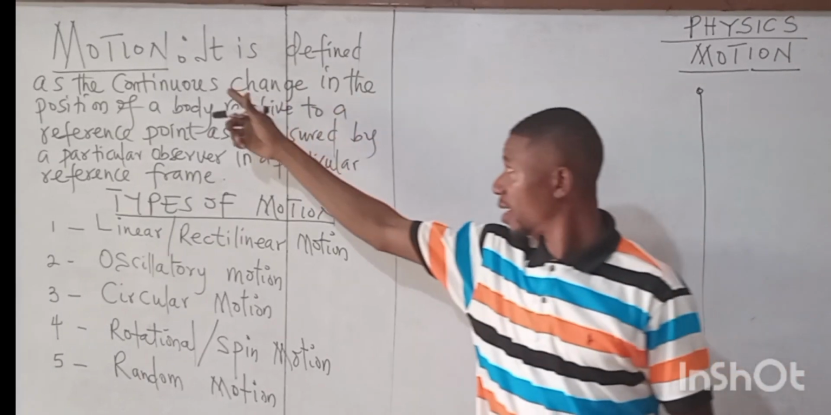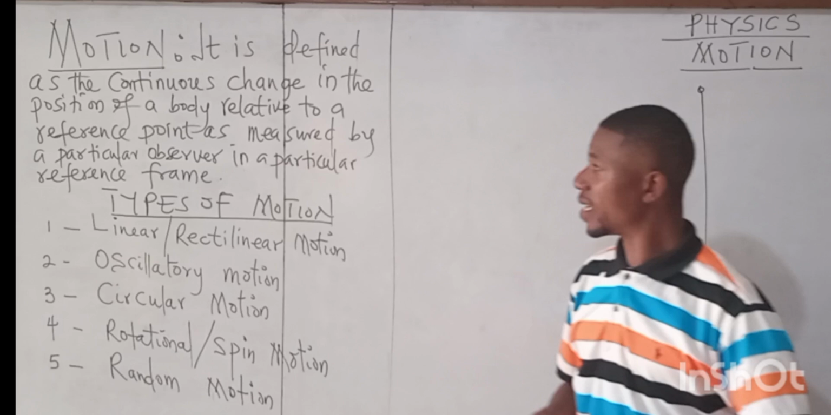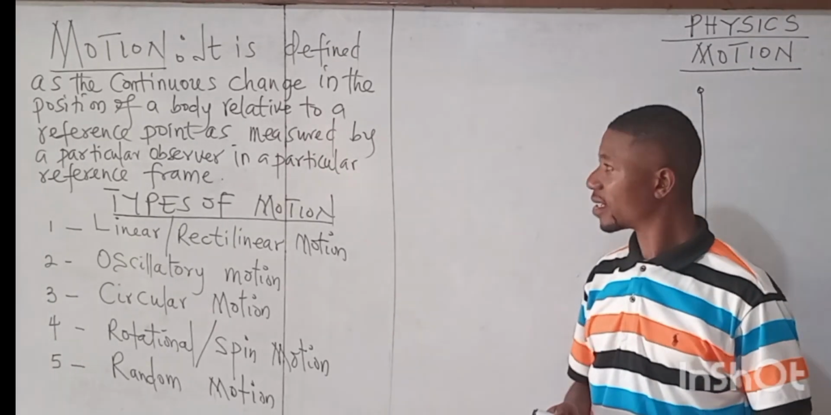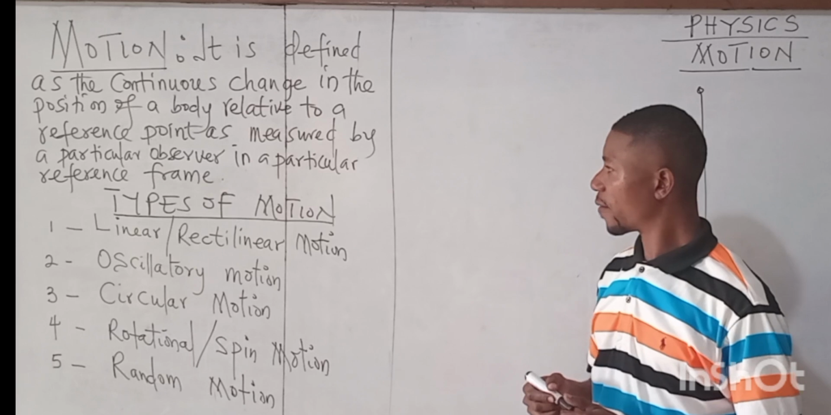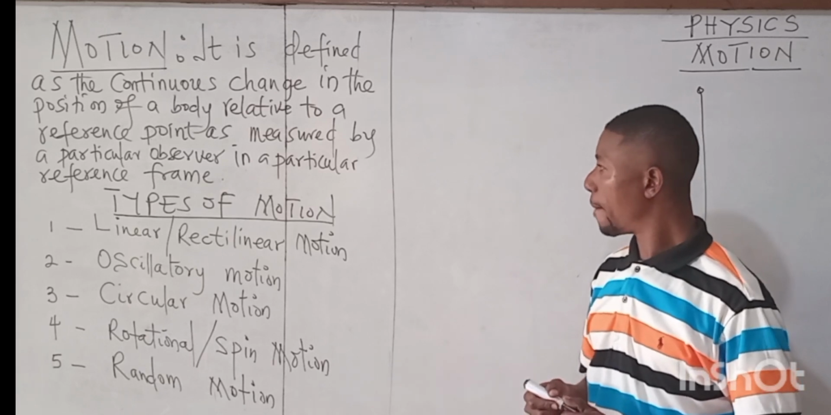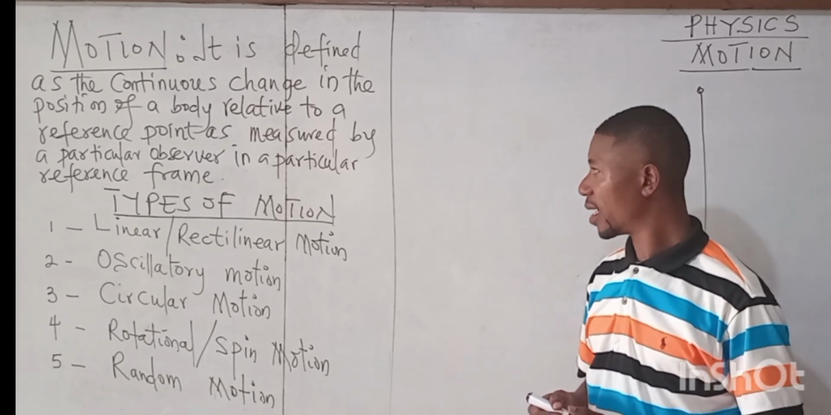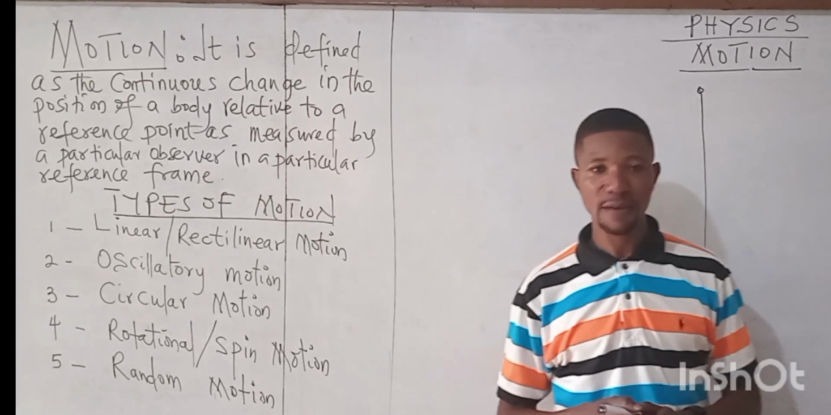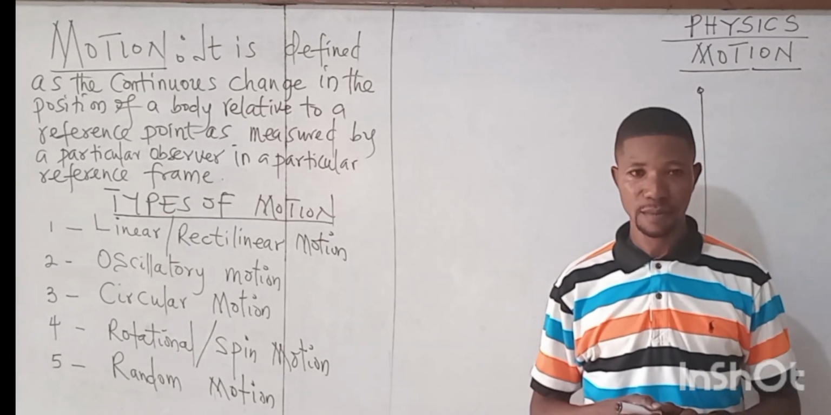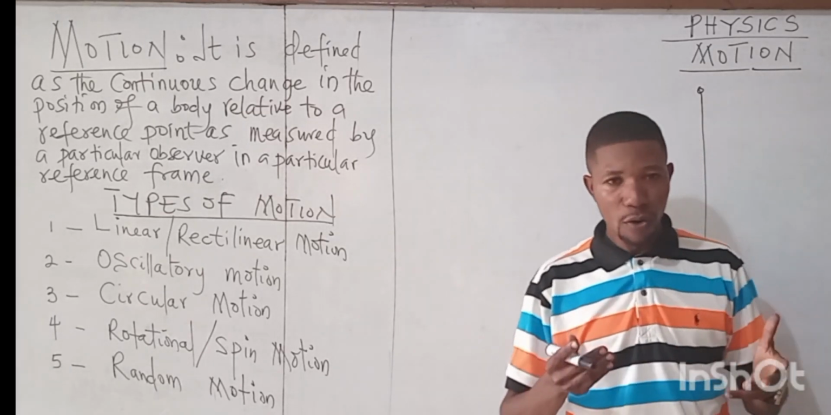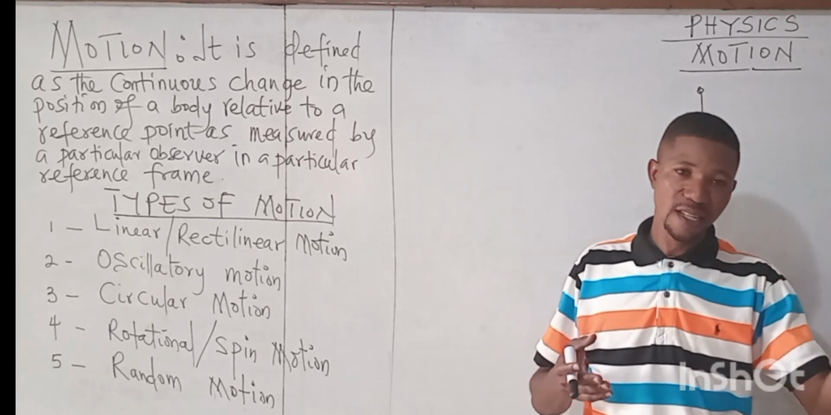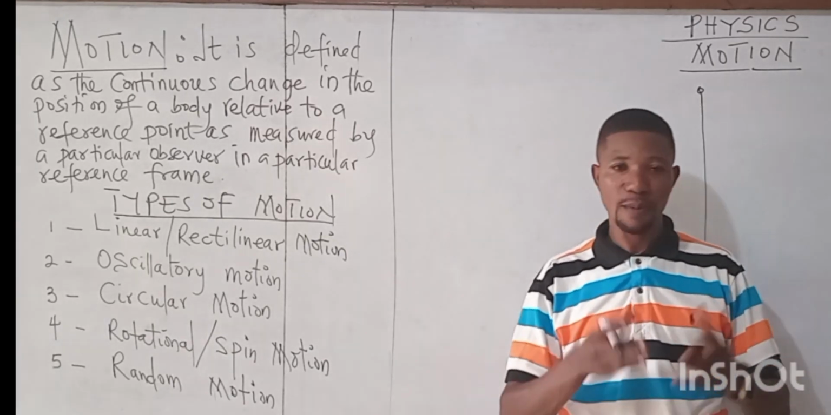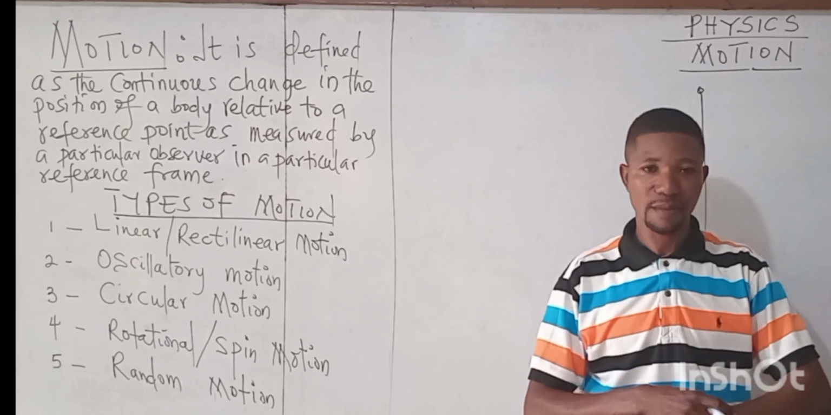As written here, motion is defined as the continuous change in the position of a body relative to a reference point as measured by a particular observer in a particular reference frame. Or motion is the change in the state. It could be the position, the direction of a body with respect to time.